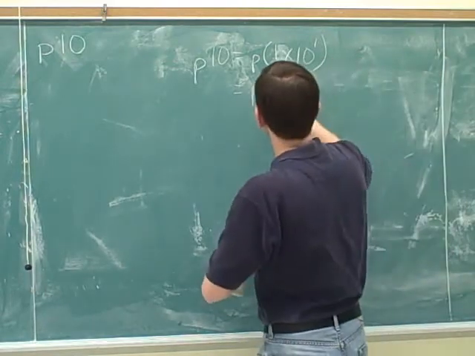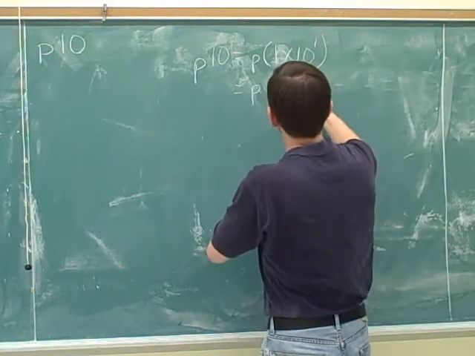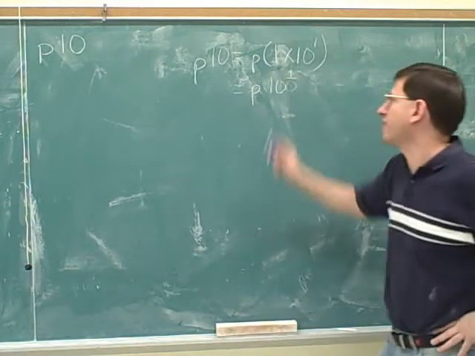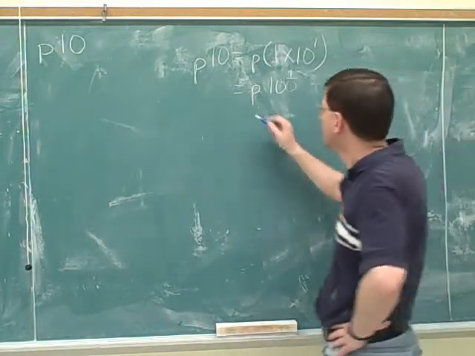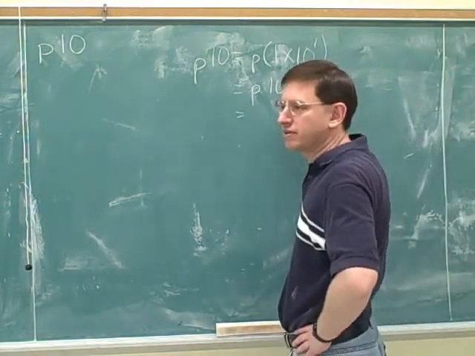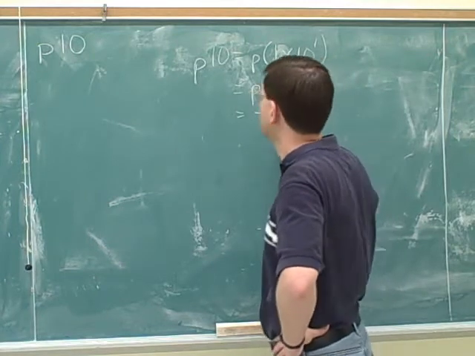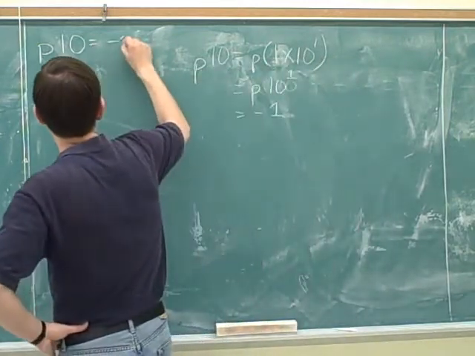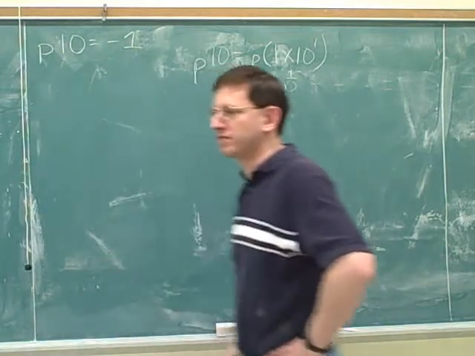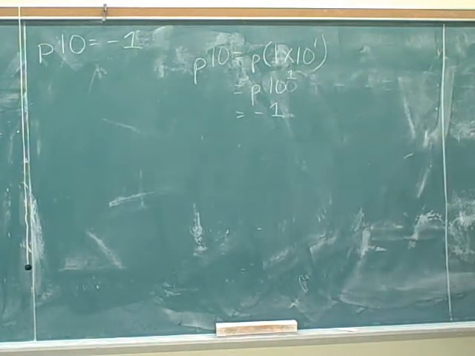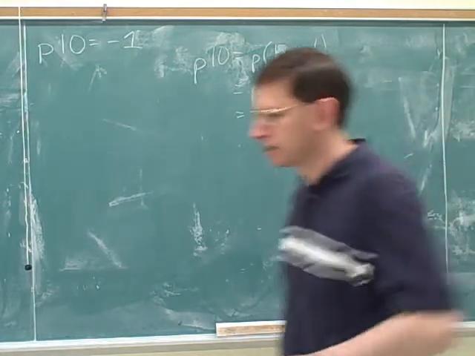Because we know how to take that p. So we can just drop a coefficient of 1. And we know that p is the negative exponent. So we ended up with a p of negative 1. Okay, good. All right.